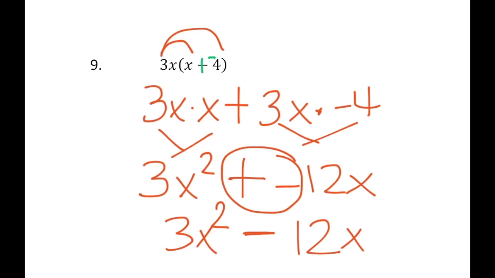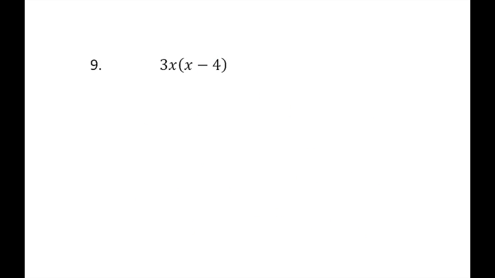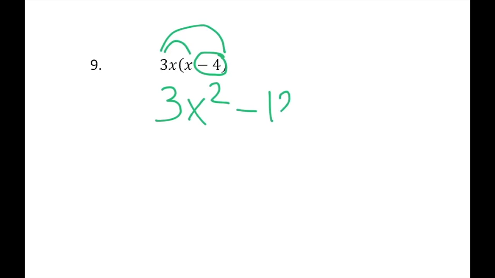What if you don't want to do it that way? If you want to just leave the minus sign there, or the subtract, you can. 3x times x is 3x squared. Then when you do the next part, you're saying 3x times a negative 4. Well, I know that a positive times a negative is a negative. 3 times 4 is 12, and then I just have that single x at the end, and that would be my final answer.